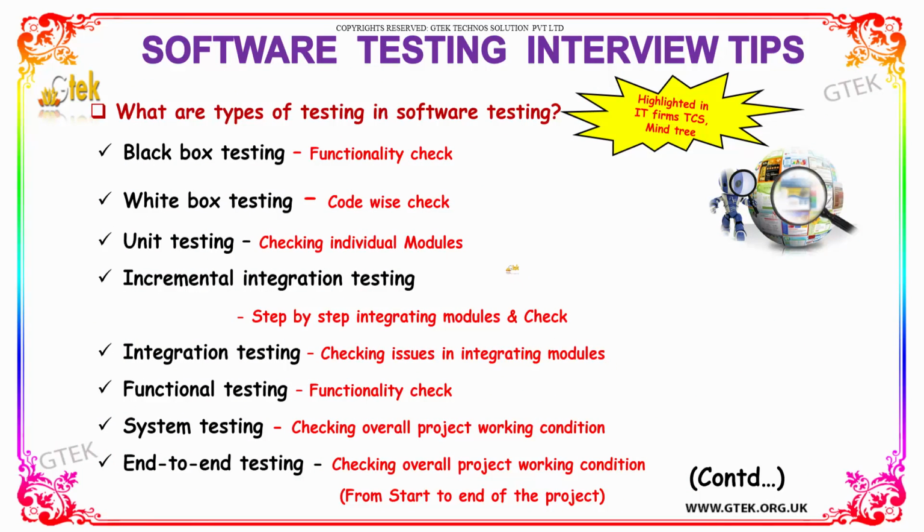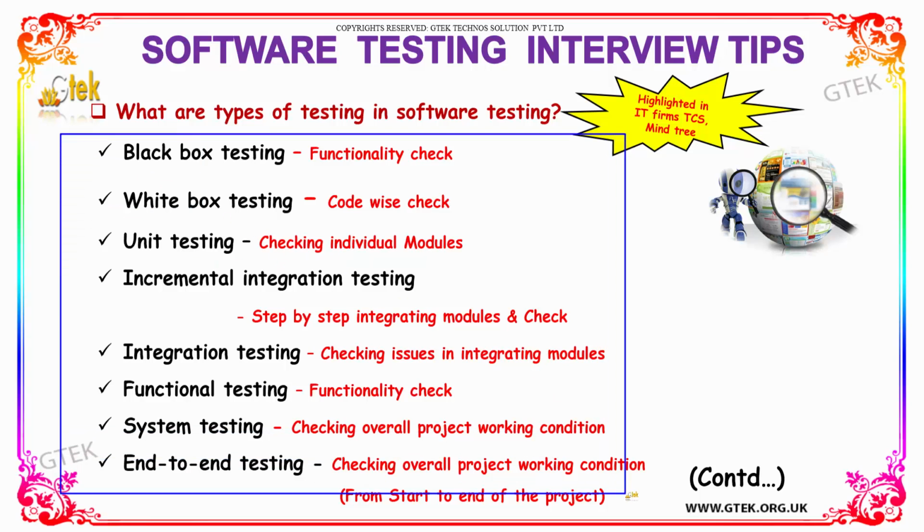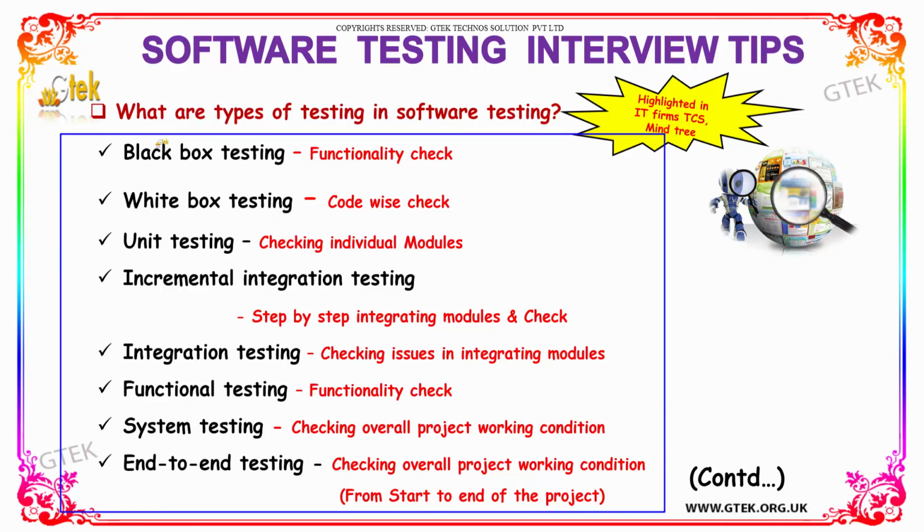Our next question is, what are the types of testing in software testing? The types of testing in software testing are as follows. Blackbox testing, which is used for functionality check. Whitebox testing, which is used for code-wise check. Unit testing is checking individual modules. Incremental integration testing is step-by-step integrating your modules and then checking them together.